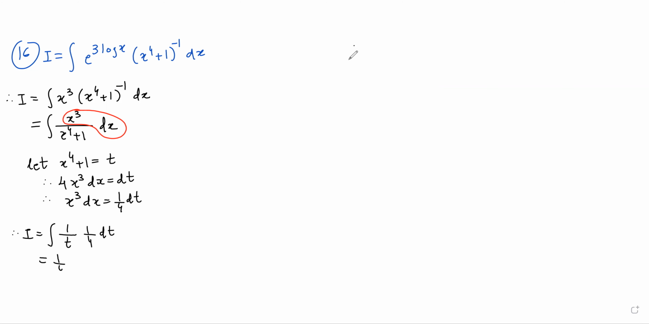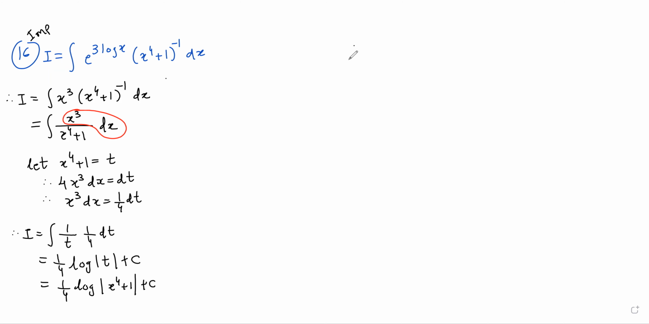Again, 1 by 4 is a constant term, so 1 by 4 doesn't change its place. The integral of 1 by t is log mod t plus c, which is equal to 1 by 4 times, what is t? Log mod x raised to 4 plus 1 plus c. This one is your standard method. This sum is very important for MCQ.